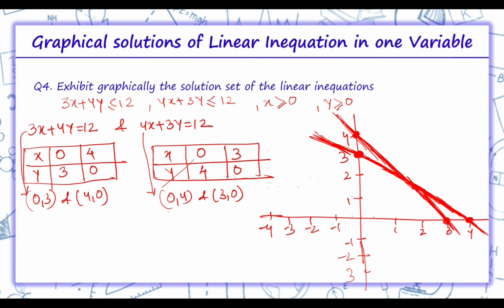Now we have to shade the region. So which region will satisfy? For finding out which region is represented by this particular line, we'll put x as 0 and y as 0. If we put x as 0 and y as 0, obviously 0 is less than or equal to 12. That means this part is shaded. Similarly, for the second equation also, this part is shaded. So the common part between both the lines will be this particular part.